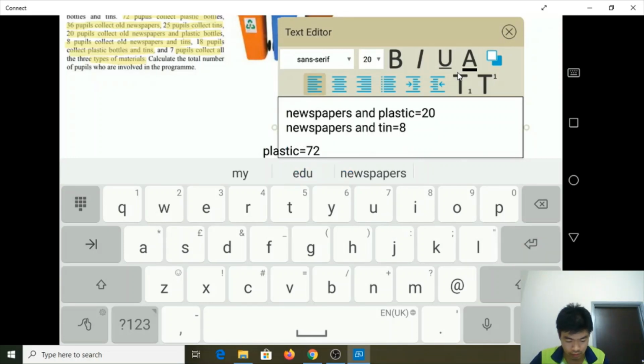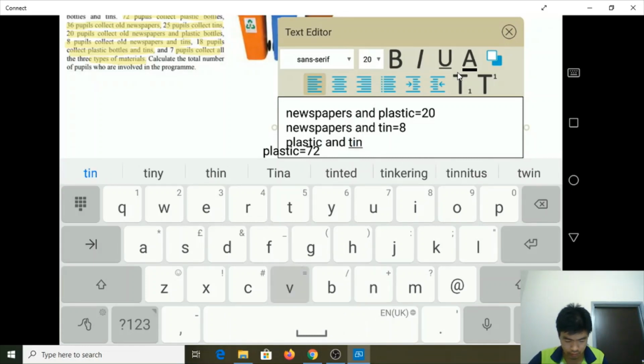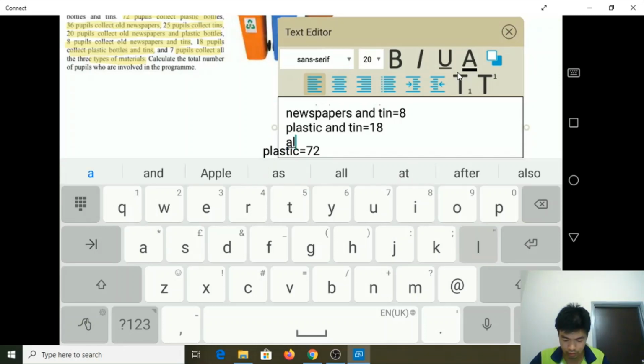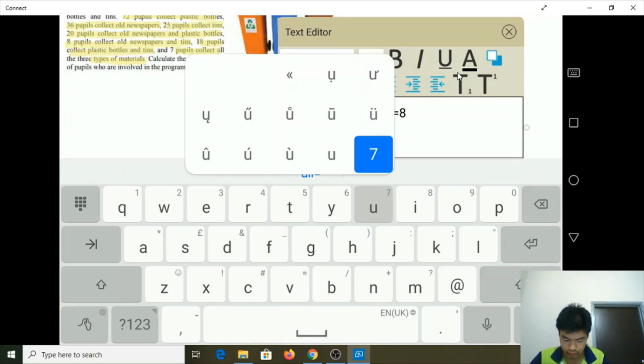Okay, next piece of the information. 18 pupils collect plastic and tins. Plastic and tin is 18. Okay, last information. All three types collected is 7, right? 7.